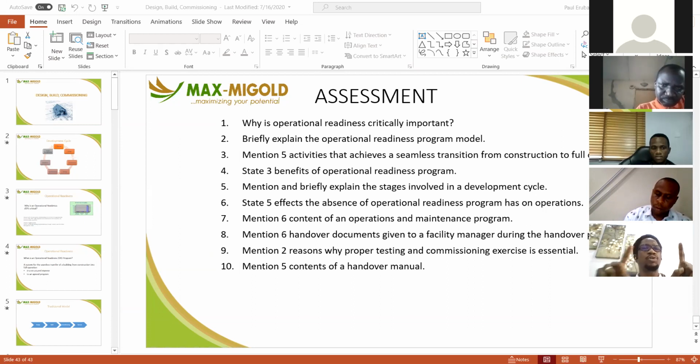Both testing and commissioning go alongside construction. Anything that is delivered is tested and commissioned. Now, the difference, let me just finish that thought line, is that testing can happen before occupation, but commissioning cannot happen before occupation, because it is through occupation that you do commissioning.